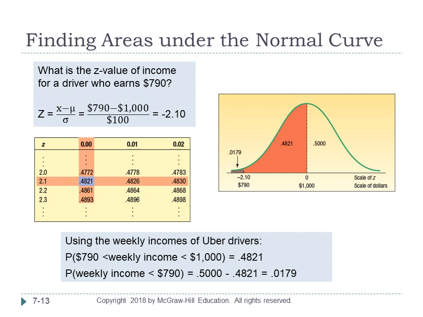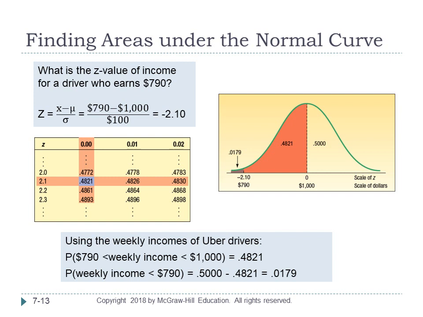We're looking up now the area between 0 and positive 2.10. Look at the row which says 2.1 and look at the column that says 0. The intersection is 0.4821. Then the probability that the income is between 790 and 1000 is equal to 0.4821.